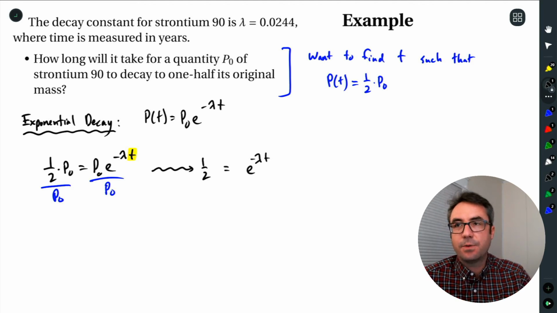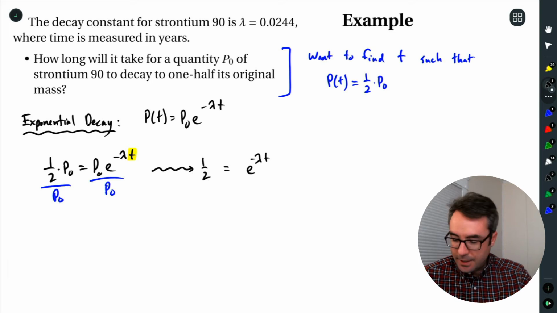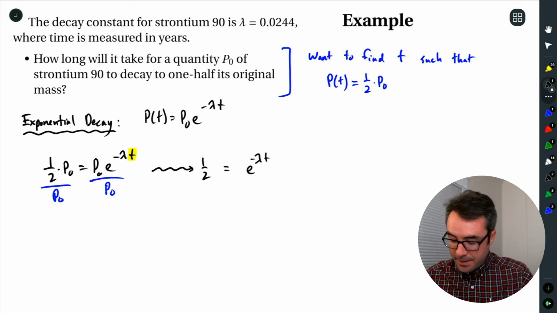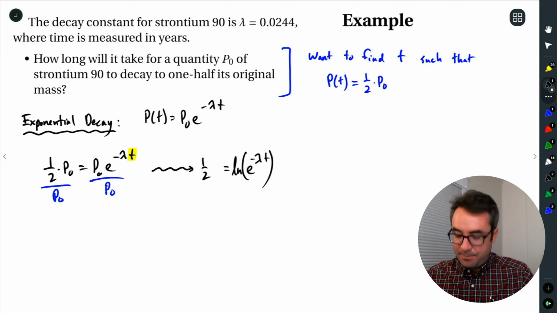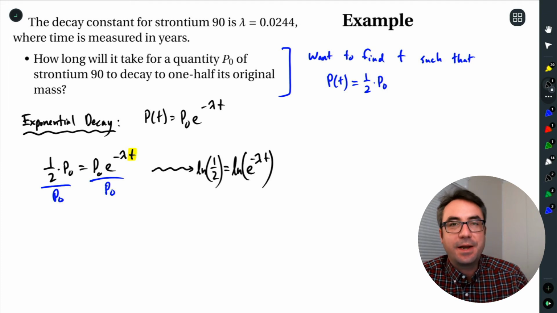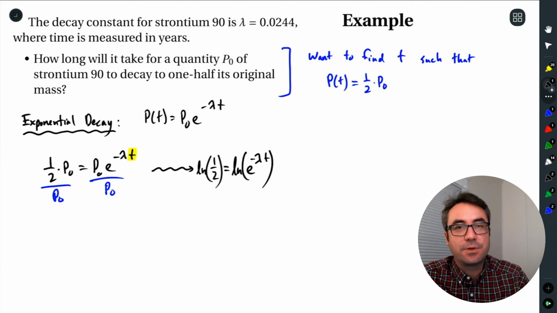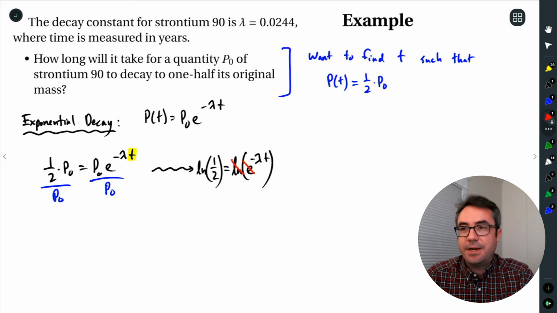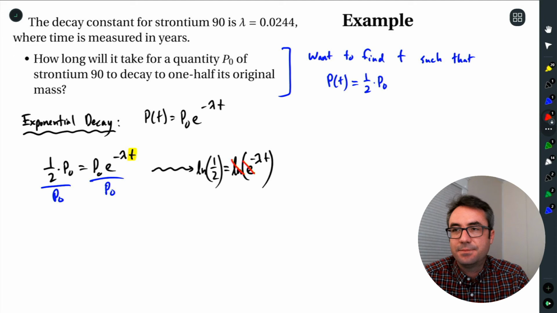All right, so we've gotten this equation, and now we want to get rid of this exponential, and we know the way to do that is with natural log. So we're going to apply natural log to both sides, and I left the space on the wrong side of the 1/2. So natural log of 1/2, we apply natural log to both sides. And natural log and e, when they're right next to each other like that, we get to cancel them. That's always nice.